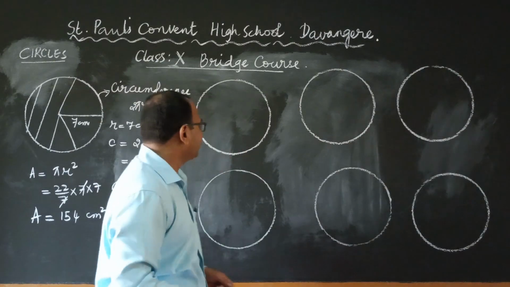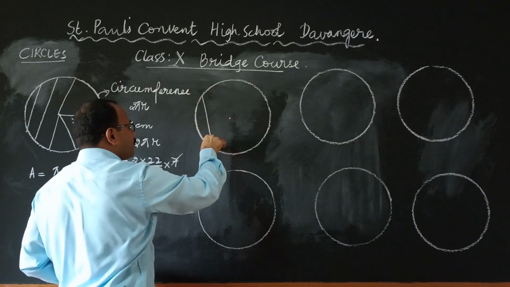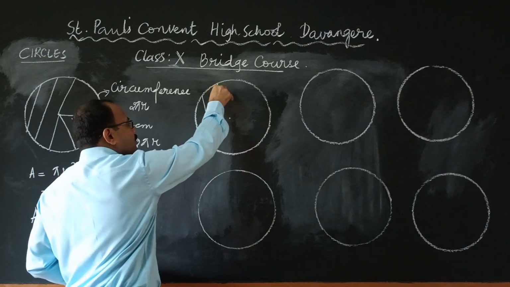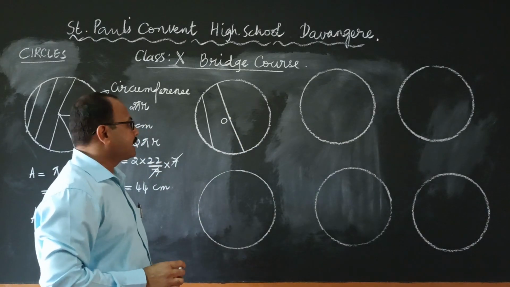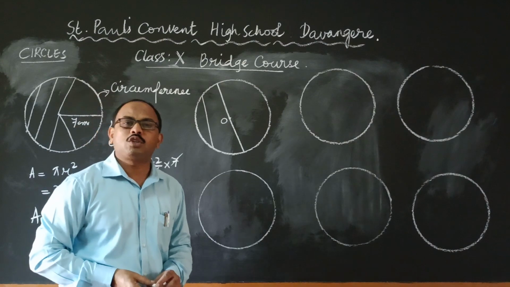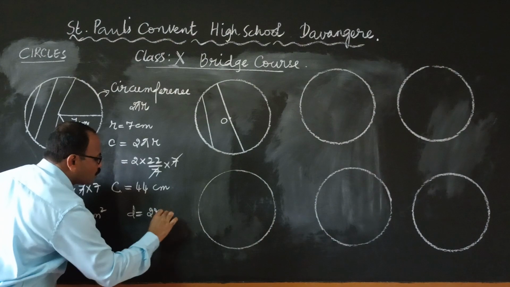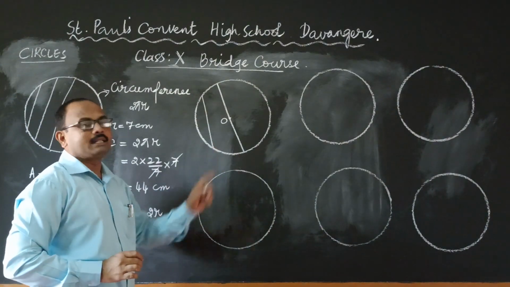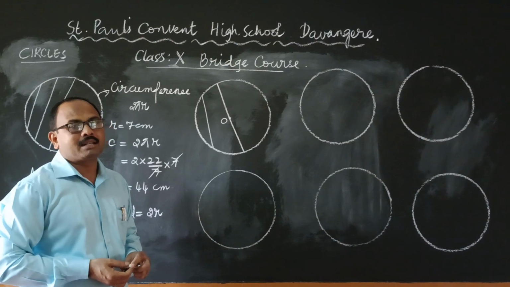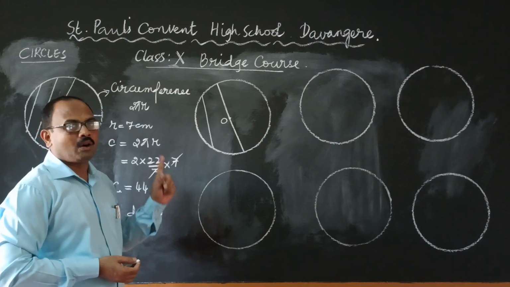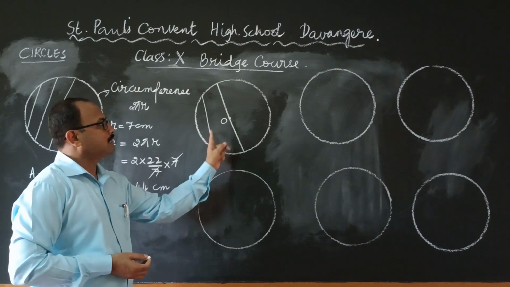Then, a chord which passes through the center of the circle, we call that a diameter. The diameter has 2 radii, children, which all of us know. D is equal to twice the radius. All the diameters are equal; infinite diameters can be drawn in a circle. The biggest chord is the diameter.